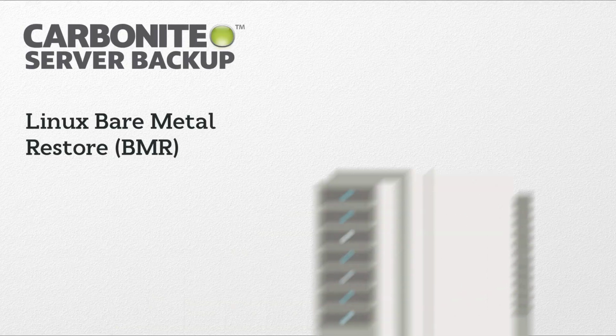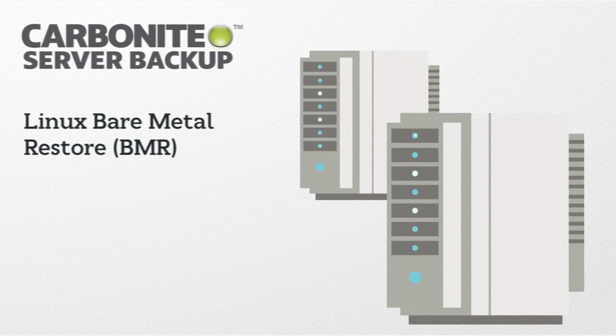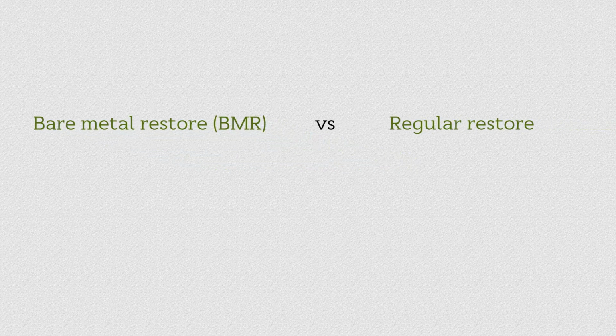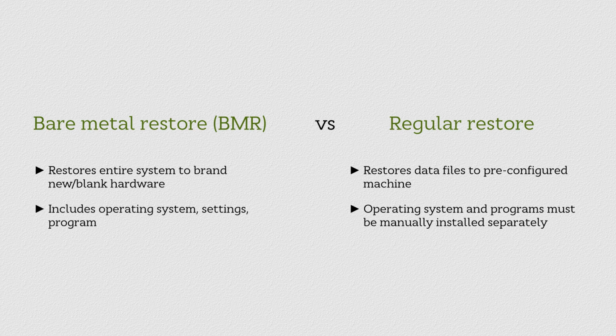In this video, we'll talk about the Linux bare metal restore feature in Carbonite Server Backup. If you're unfamiliar with the term, a bare metal restore, or BMR, is more comprehensive than a regular restore of data. Instead of just restoring data files to a pre-configured location with a working OS, a bare metal restore can restore an entire system, including the operating system and CSB agent software, to brand new or otherwise blank hardware.